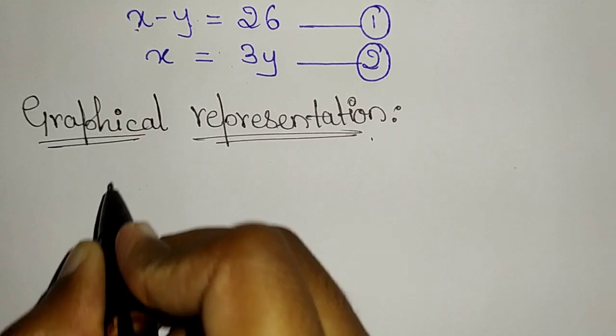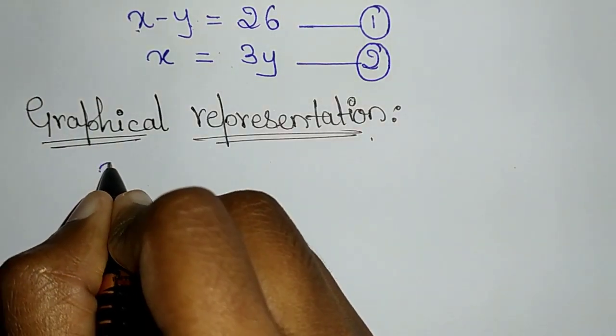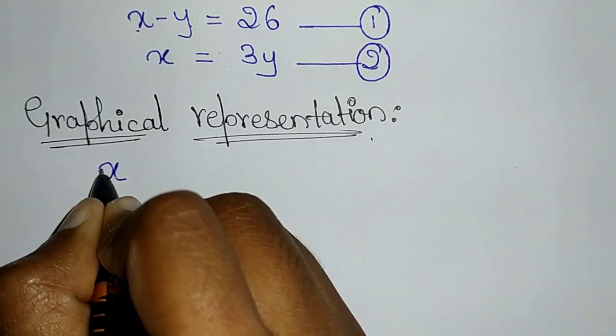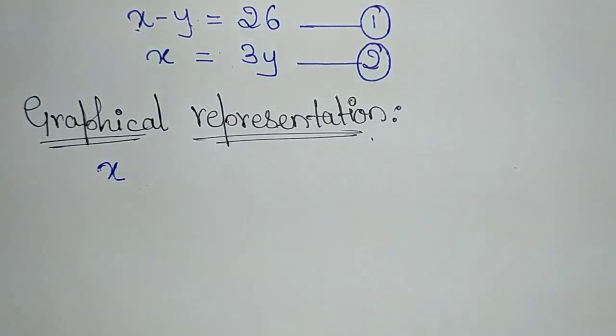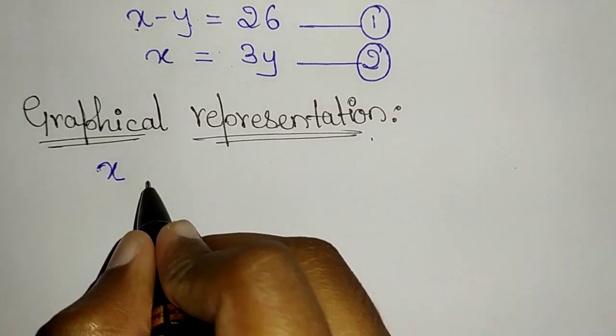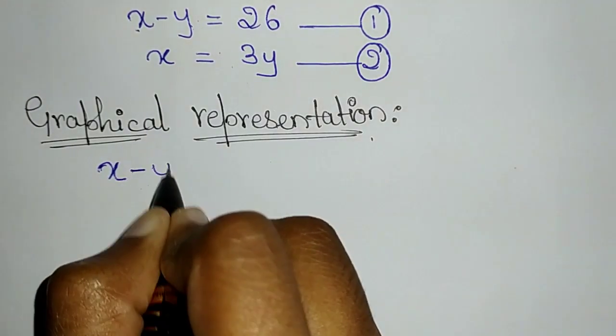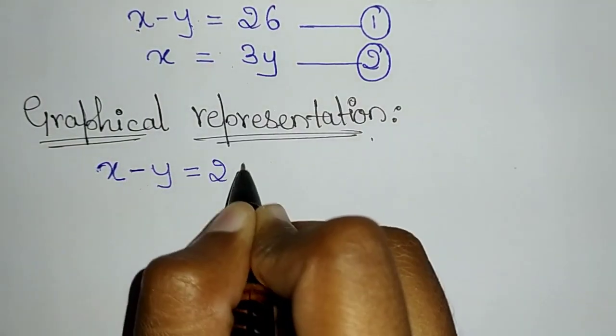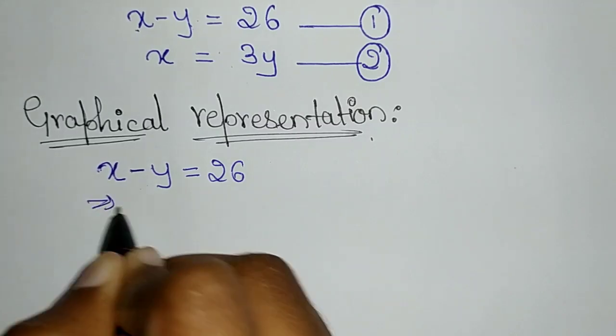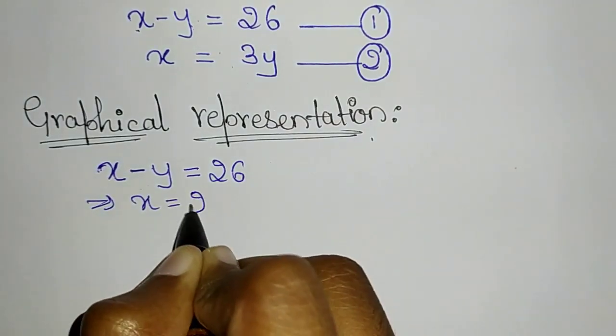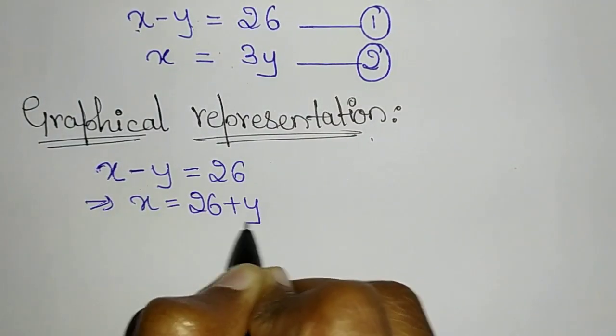To do that, first let us write down the equation. You did it last year. You wrote the equation in terms of x or y, then determined the points and plotted the graph for the equation. So using the same steps for the first equation, x minus y is equal to 26, this implies x is equal to 26 plus y.